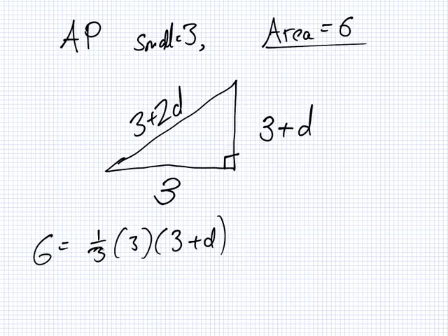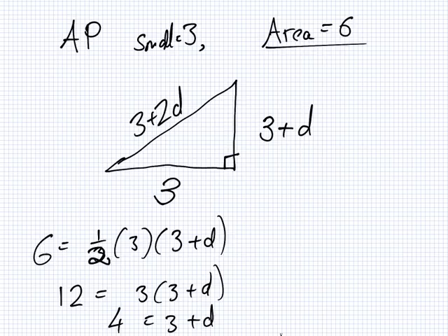1 over 2. Okay, so we have 12 equals 3 times 3 plus d. So 4 equals 3 plus d. So d equals 1. Which makes this side equal to 4 and this side equal to 5.